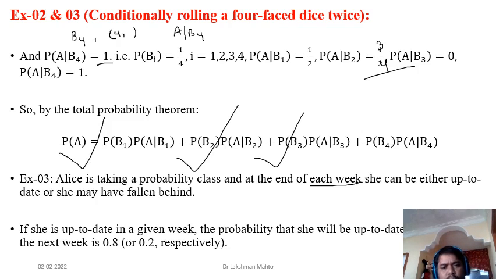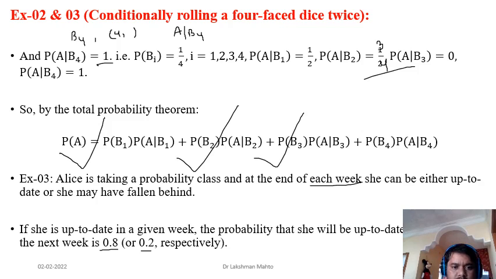So, if she is up to date in a given week, the probability that she will be up to date in the next week is 0.8, or she would be behind in the next week with probability 0.2. With probability 0.8, she will be up to date in the next week, given that she is up to date in the given week. And she would be behind with probability 0.2, given that she is up to date in the given week.